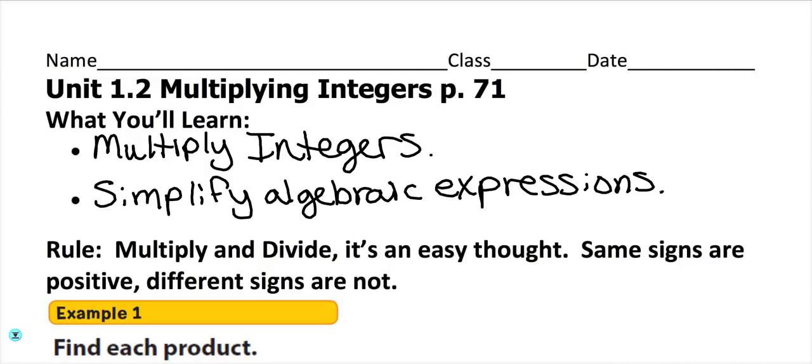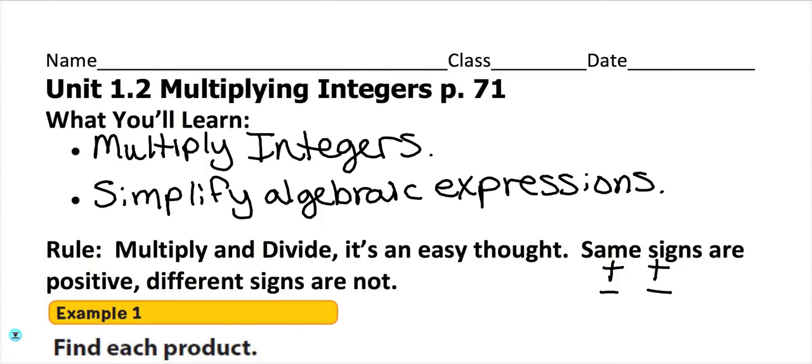All right, well, exactly what it says. Multiply and divide, it's an easy thought. Multiplying and dividing integers is the easy part. Adding and subtracting is the part that gets a little bit tricky. All right, we're going to learn that a little bit later on. So it says same signs are positive. Well, think about what would same signs mean. That would mean a positive times a positive or a negative times a negative, right?